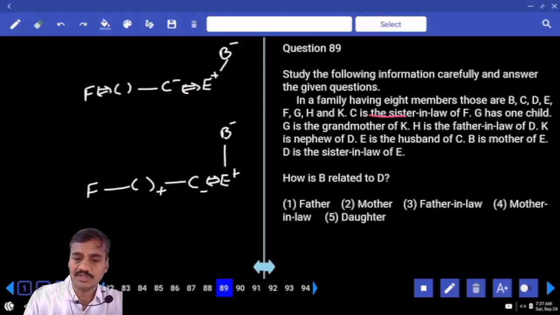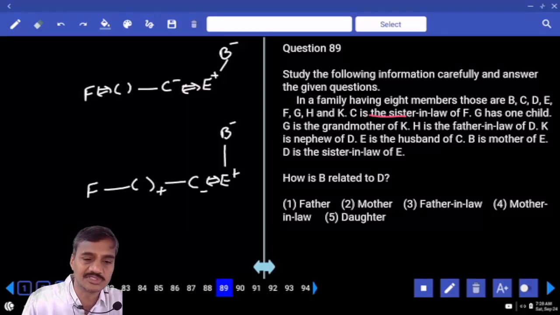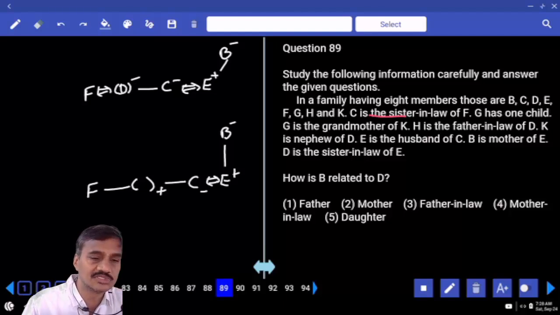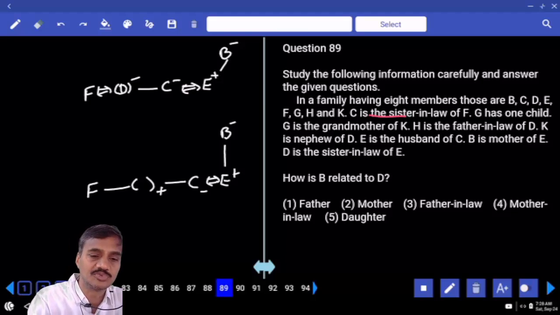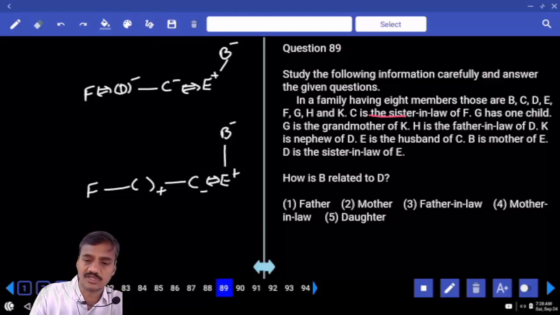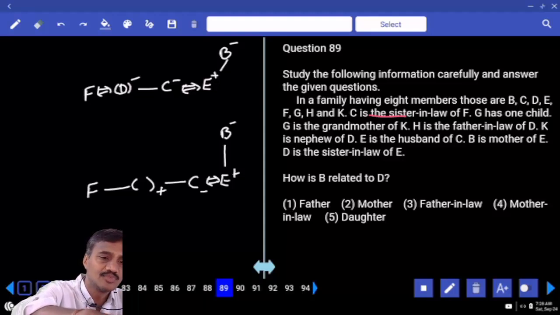And next one, D is the sister-in-law of E. That means D is the sister-in-law. E's spouse is C. Spouse's sister is D. Sorry, E is the sister-in-law of D.